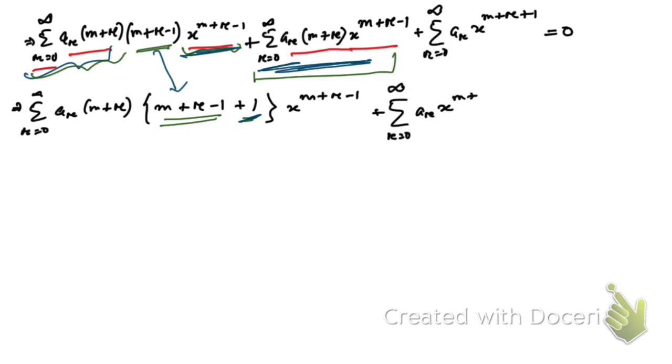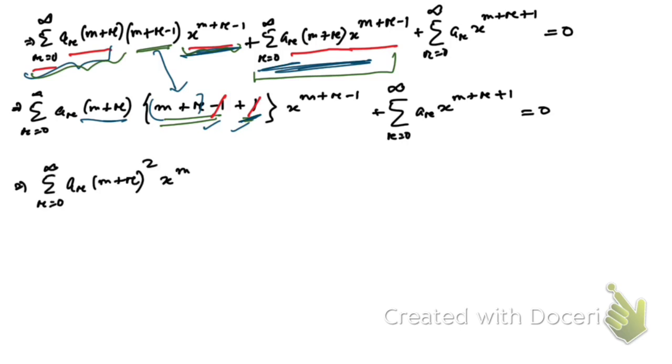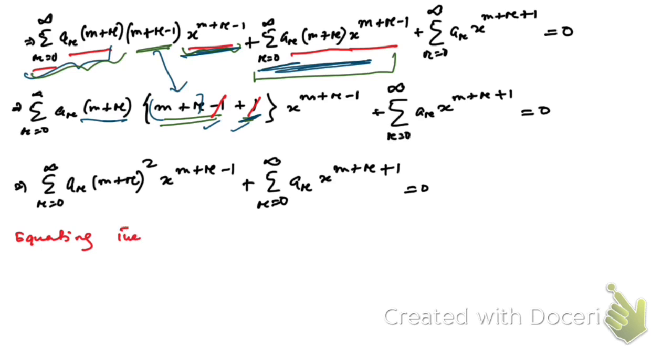So this is the result we have got. Now this -1 plus 1 cancel, so if you multiply m plus r with m plus r, then you're gonna have m plus r whole square. So this is the result we have got, right? So now equating the coefficient of x to the power m minus 1 to 0.